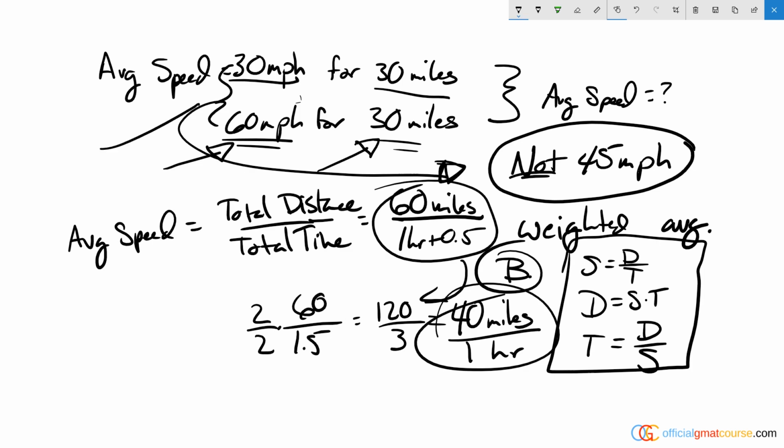Because we spent more time driving at 30 miles an hour, we spent an hour versus half an hour at 60, the weighted average is going to be closer to 30 than it is to 60. It's lower than 45, which was the straight line average. And that's the logic behind this question.